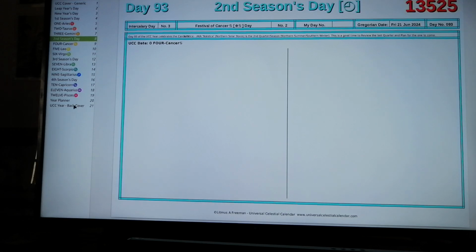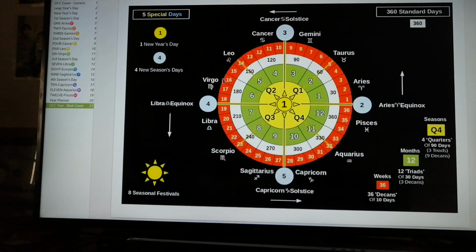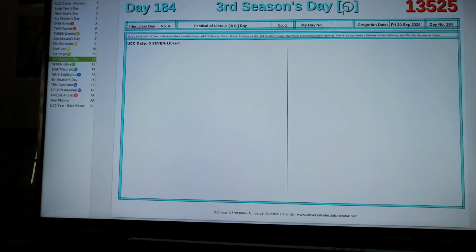And you can see that on the graphic, it's this one. So the symbol actually tells you which quarter of the year we're looking at as well. And then the same, so here's the third quarter, look, Libra, Scorpio, Sagittarius, and on third seasons day we've got that symbol for that quarter there.